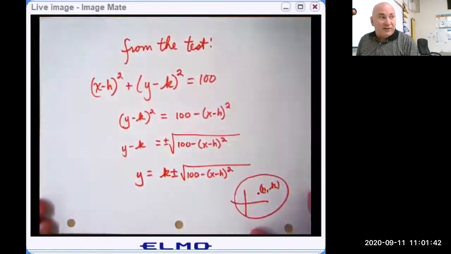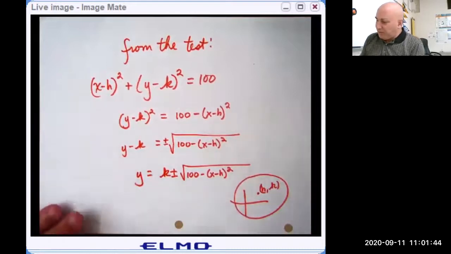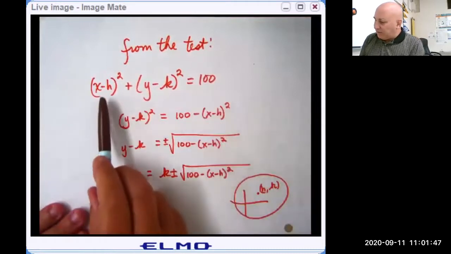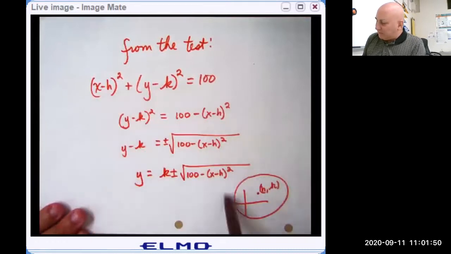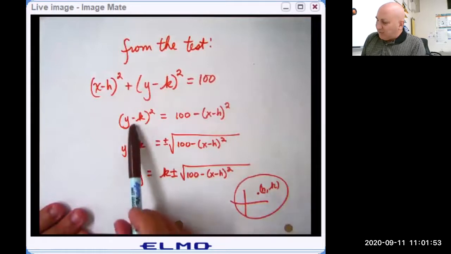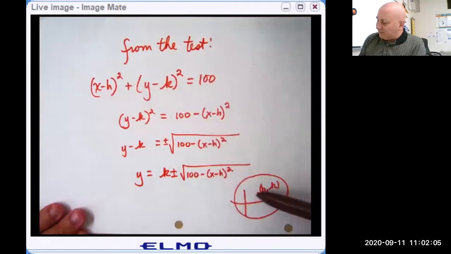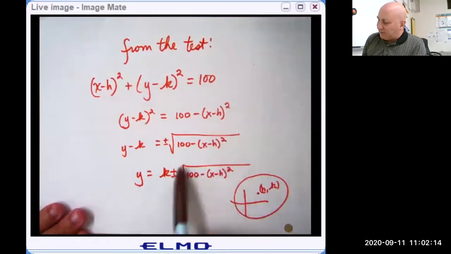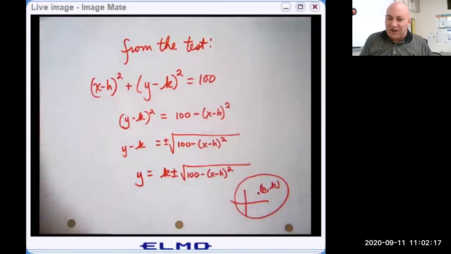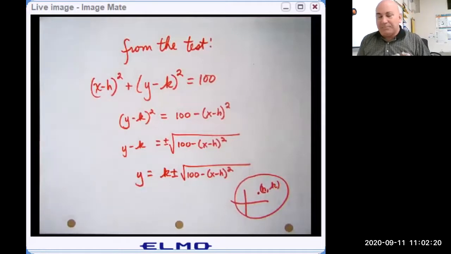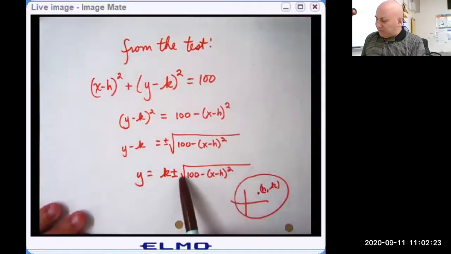Now, from the test that you took, we should recognize this as a circle centered at point h, k with a radius of 10. If you solve this for y, you see it's y equals k plus some number and y equals k minus some number. Bottom line is this is not a function, as it's a circle and it fails the vertical line test, because you can see for each x, there could be two y values, k plus something and then k minus. So that's not a function, and nor is it a polynomial, because we have this square root here.